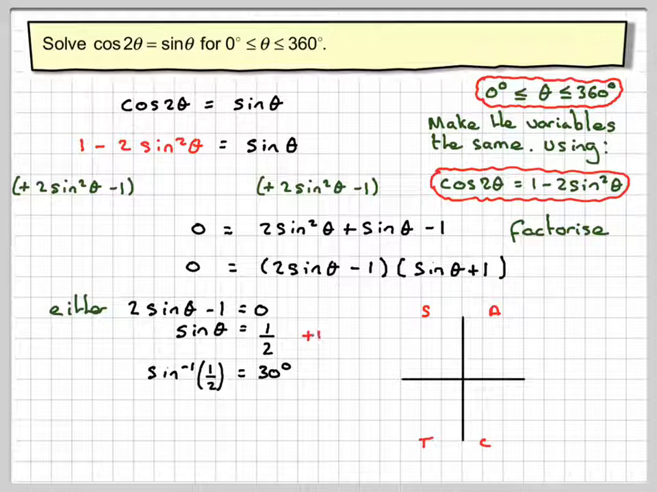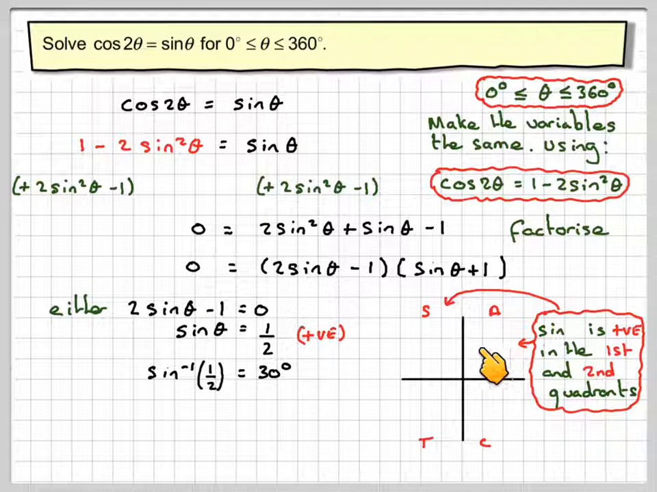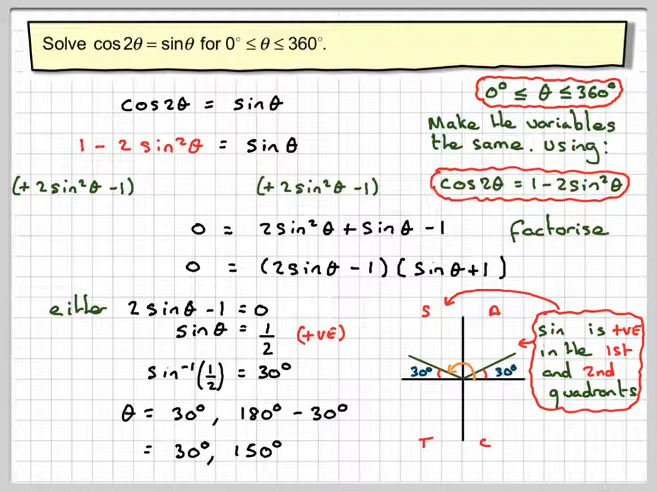Now we want to know where sine is positive. So sine is positive in the first and the second quadrant. Remember the quadrants go first, second, third, fourth. So this will be 30 degrees, and this will be 30 degrees as well. So you always make the angle with the horizontal axis. So theta will be 30, or the other angle will be this one. So we can find this one by doing 180 minus 30. So it gives me 30 degrees or 150.